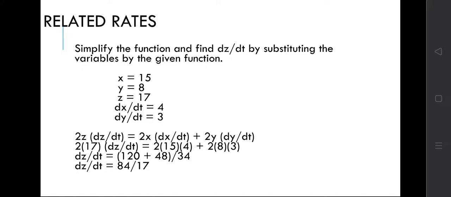So, isubstitute natin lahat. So, by using algebra and manipulating the variables, we will arrive at the answer. dz over dt is equal to 84 over 17. 84 seventeenths. Parang sa mga ano. So, yun, the value of dz over dt is equal to 84 over 17.